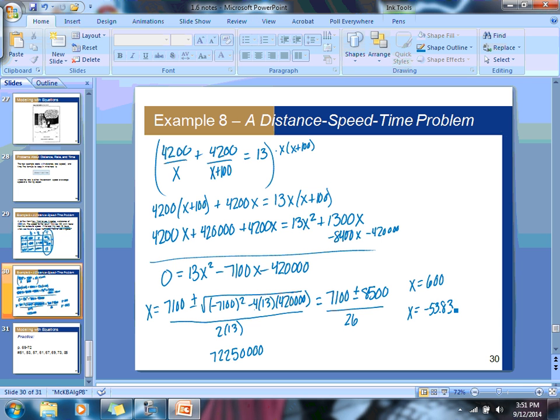And remember, we're trying to find a rate. We have never in our lives gone negative 53.8 kilometers per hour. I don't know how you could go a negative speed. I don't know if that means you're going back in time or what, but that's not physically possible, so that's not going to be our answer. Our answer will be the 600. Okay, and it's actually 600 kilometers per hour.